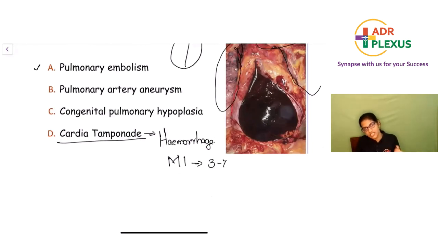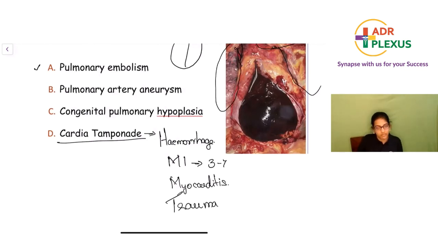Why? Because on the first day the MI has happened, neutrophils have come in. Next, the macrophages will come and eat that area, which makes the tissue over there soft. So when we get a transmural infarct, it might tend to rupture on day 3 to 7. So that's the most common cause. Of course, myocarditis can also cause that. Apart from that, hemorrhage can also be seen in case of trauma, particularly penetrative trauma.